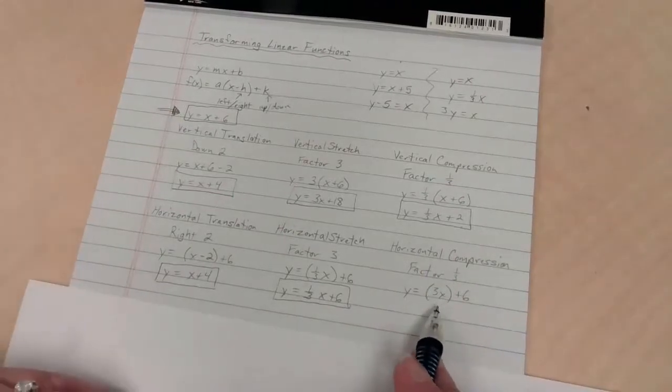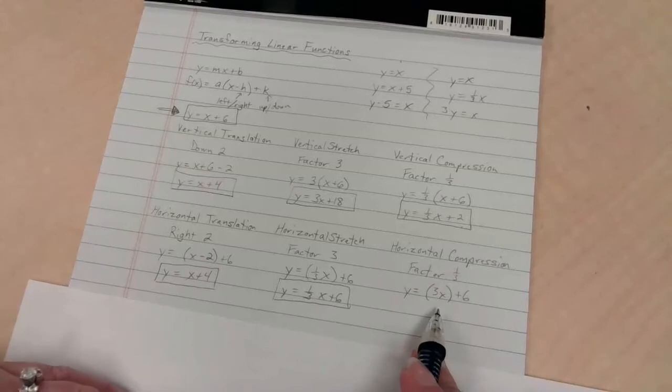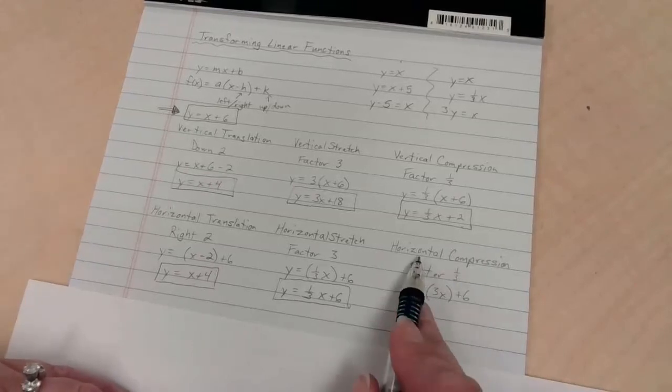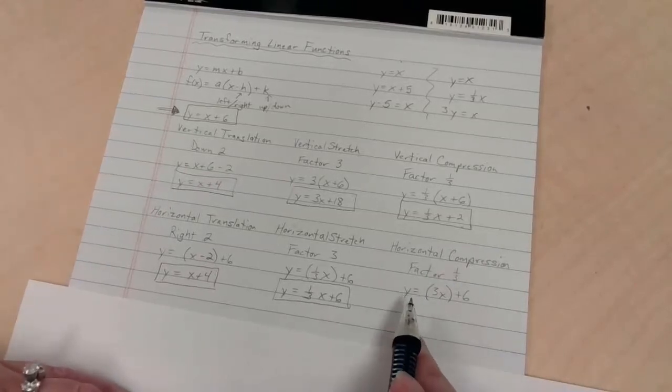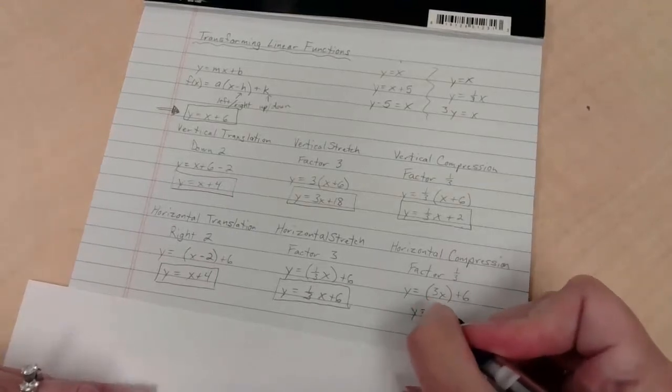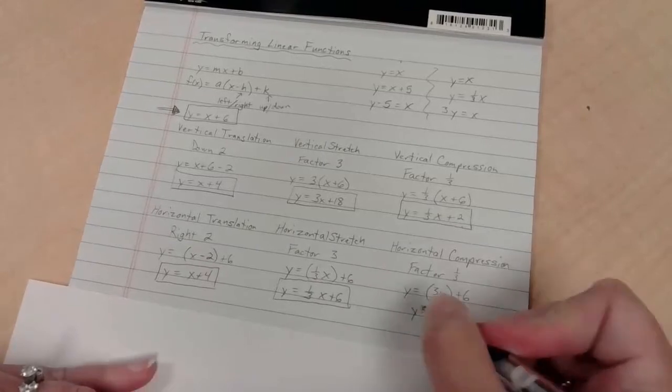This is actually a compression. This is a compression by a factor of 1/3, but it looks like 3x because we are changing the x's from y's perspective. We have the y by itself. Again, I can write this as y equals 3x plus 6 and call it good.